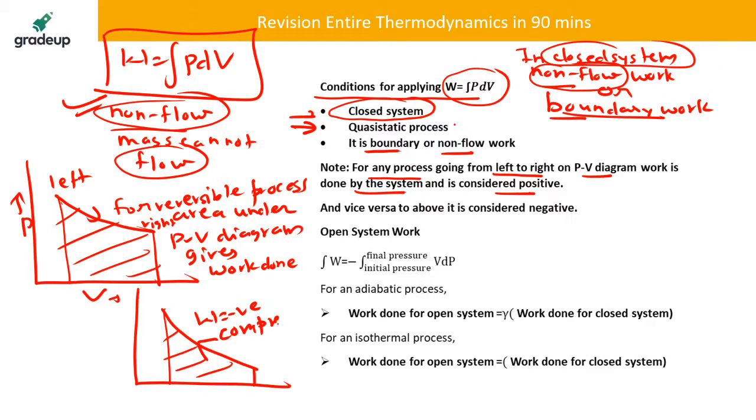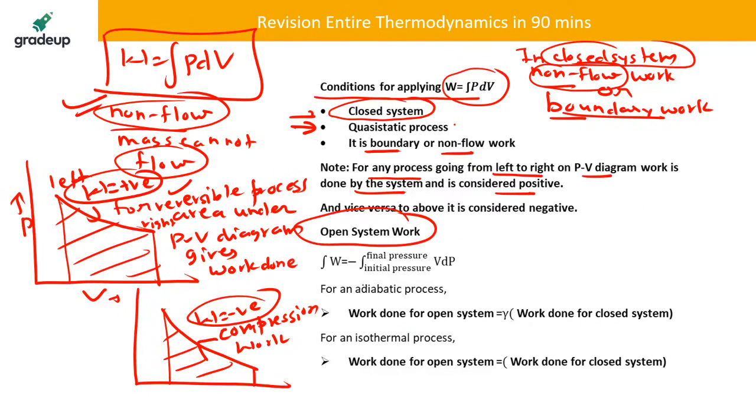So compression work is always negative work. For example, in the case of compression, the work is negative because work is given to the system. And work is positive in the case of a turbine because it is expansion work. Okay. Now another thing is open system work. Open system work is represented by this. This is how you represent the open system work.